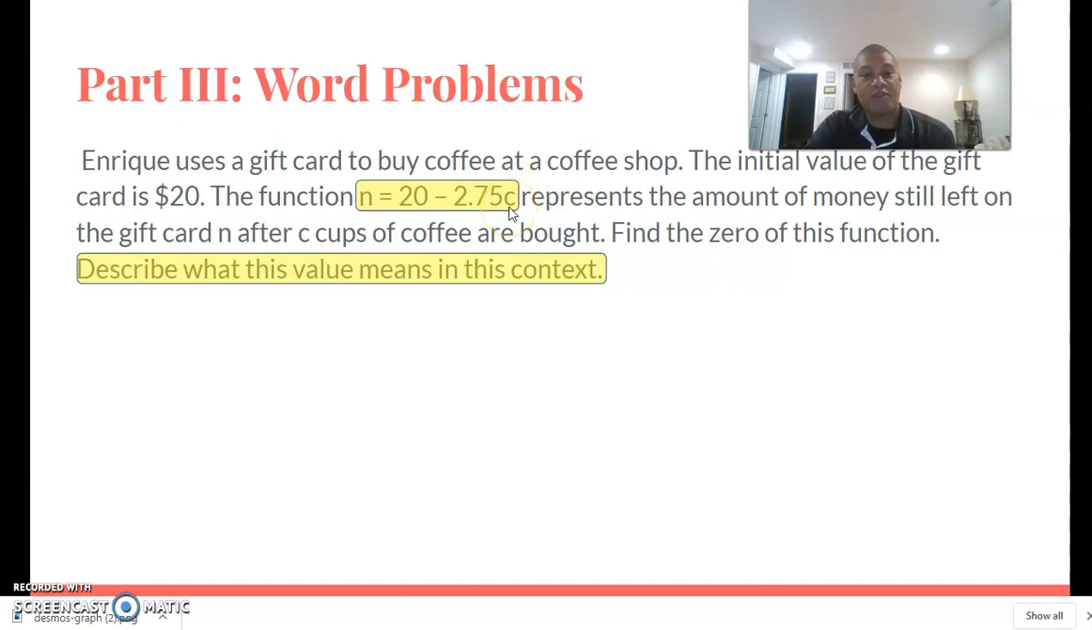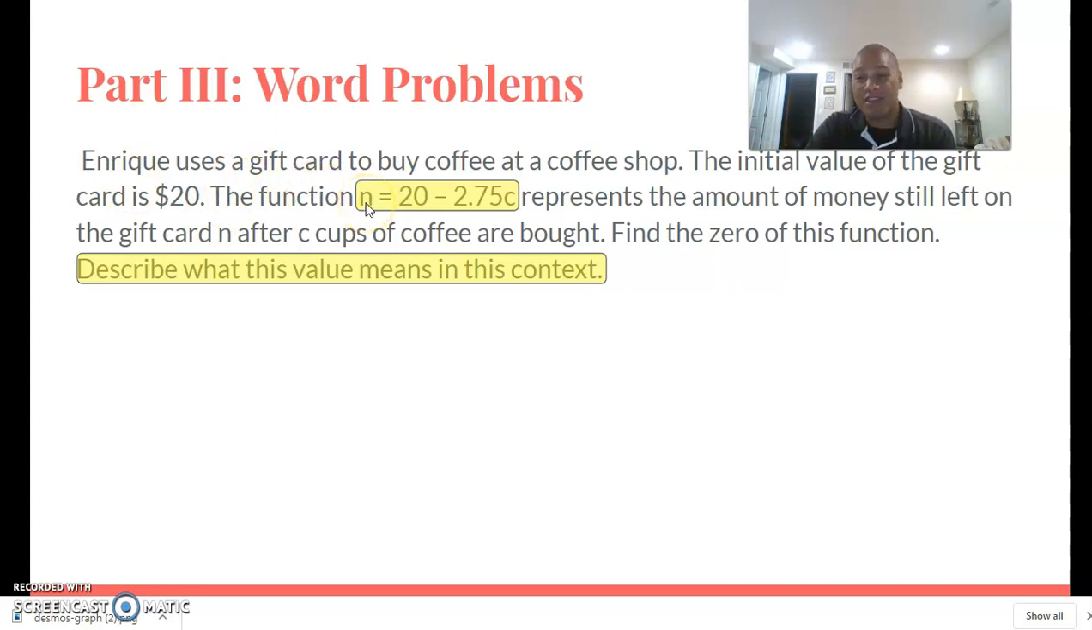So C, the number of cups you buy, that's your independent variable. That's your x. The amount of money that's left on the card, n, depends on how many cups of coffee you bought. Makes sense? Okay, if you go back to our input versus output discussion, input a certain number of cups of coffee, output a certain amount of money left on the gift card. Okay? And if you buy 0 cups, you got $20 still. That's your y-intercept. We need the x-intercept. We need the 0. So we are going to plug 0 in for n.